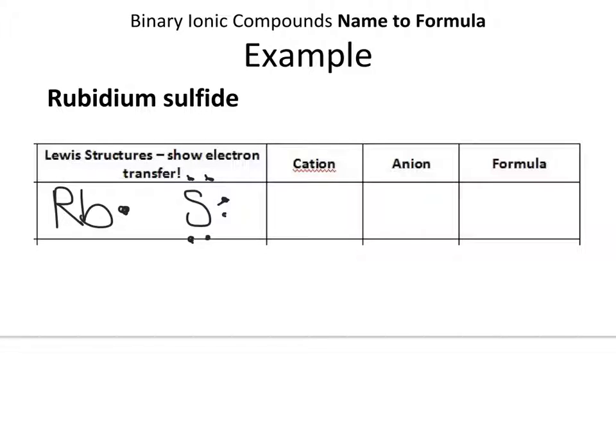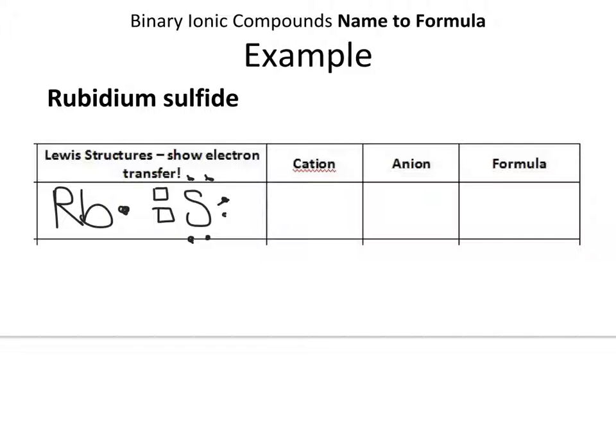Now, because rubidium has fewer valence electrons than sulfur, rubidium is going to be losing its valence electrons and sulfur is going to be gaining valence electrons. So let's look at sulfur. It currently has 6 valence electrons. That means that sulfur has 2 empty spots it still needs to fill in order to complete its octet. Remember, the magic number is 8.